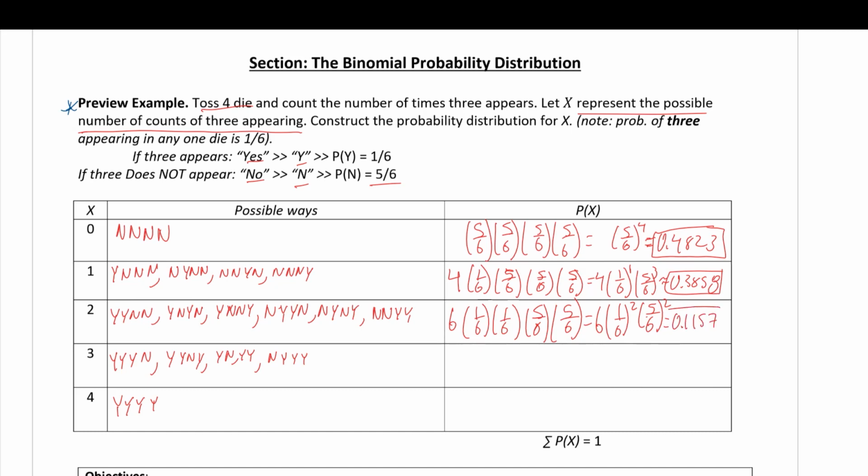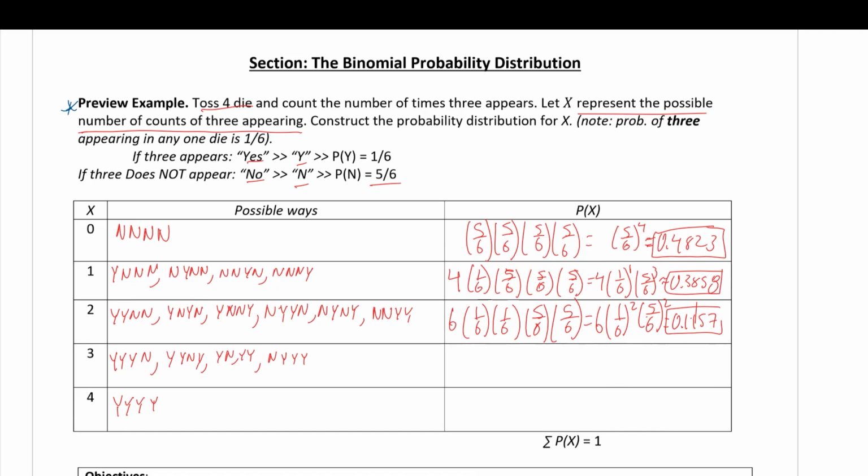0.1157. So if we're just adding up these 3, so far we have 48 plus 38, which is what, 86, I believe, plus another 11. That's about 95%. So far we have about 95% of the probability. And of course, these all have to add up to 1. So these last 2 should be very small in terms of the probability of these occurring.